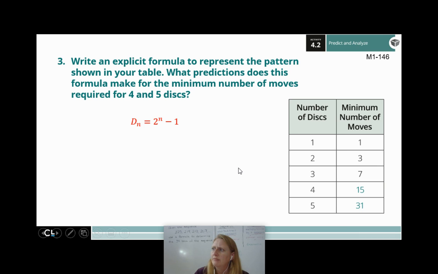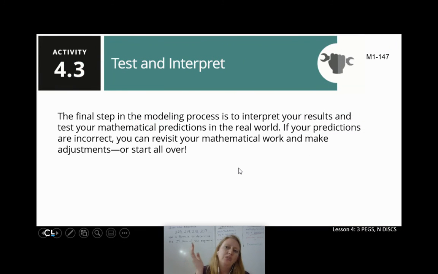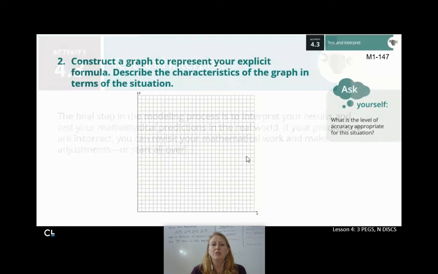That was rough. Now, of course, the final step in the modeling process is to interpret your results and test your mathematical predictions in the real world. If your predictions are incorrect, of course, you can just revisit your mathematical work and make adjustments or even start all over again. So we've got our mathematical model, but we want to make sure it works and to test it, we made a lovely explicit formula.